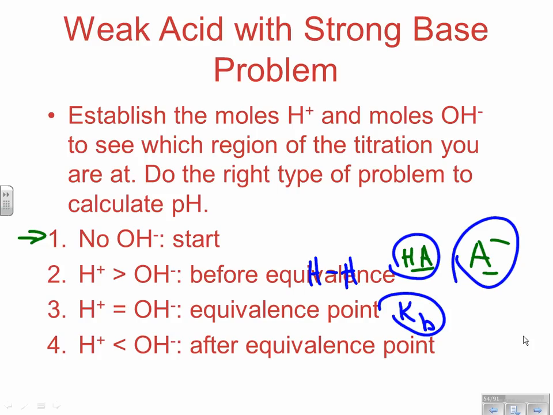And then finally at the end, OH- dominates. So find out how much OH- the base has contributed and subtract from that how much H+ there was. That's your concentration of OH-. Take the negative log of that and subtract from 14.